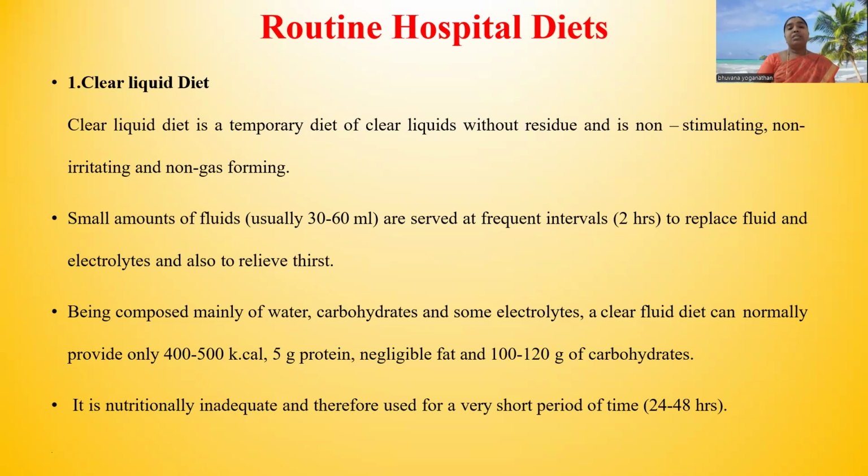Being composed mainly of water, carbohydrate, and some electrolyte, a clear fluid diet can normally provide 400 to 500 kilocalories, 5 grams of protein, a negligible amount of fat, and 100 to 220 grams of carbohydrate. It is nutritionally inadequate, therefore it is used for a short period of 24 to 48 hours.